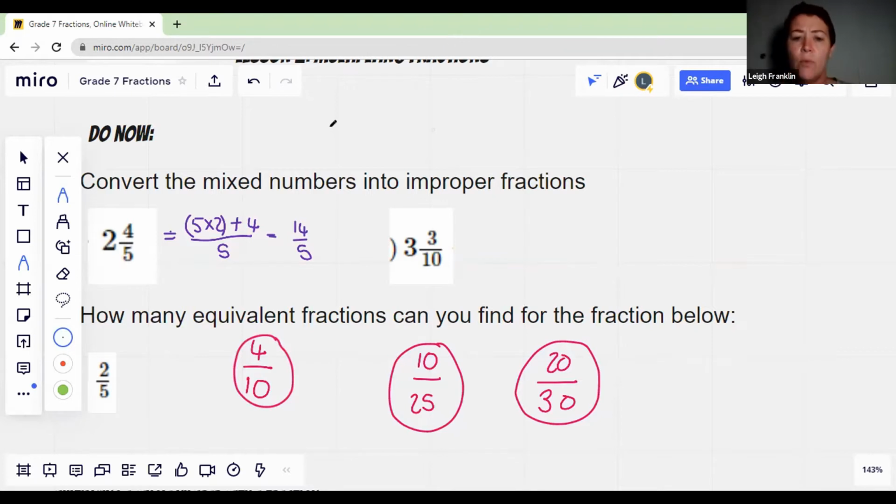All right, Priscilla, what about you? What did you get for the second one? 3 and 3/10. What's that as an improper fraction? Did you get an answer, Priscilla?